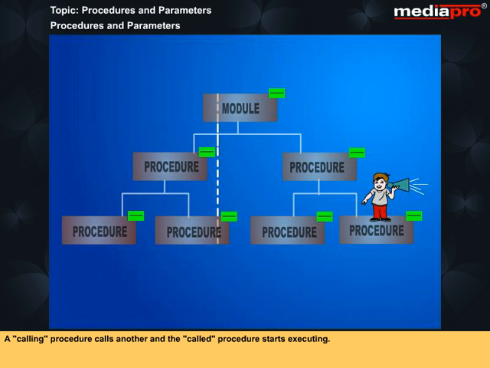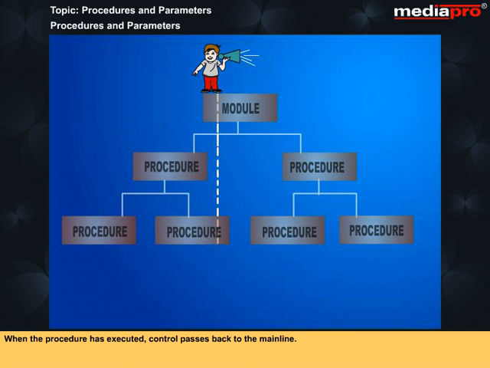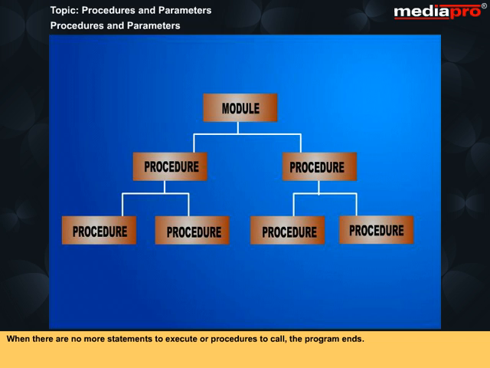A calling procedure calls another, and the called procedure starts executing. Once a procedure has been called, control of the program passes to the procedure. When the procedure is executed, control passes back to the mainline. When there are no more statements to execute or procedures to call, the program ends.